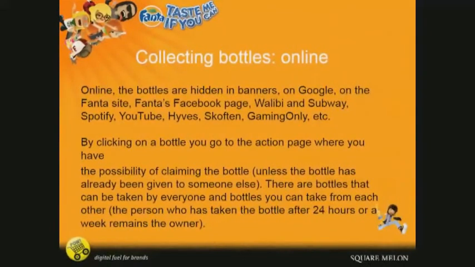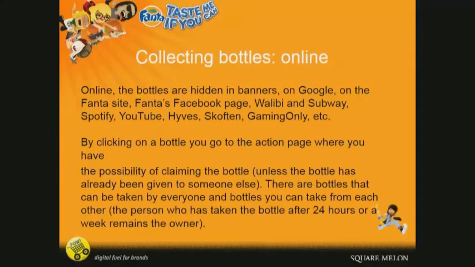Collecting the bottles online. What I really liked about this principle is we all know that click-through rates in banners are dying. They're next to nothing. And what I really liked this time is that we turned it around. We didn't put banners up and say, people, here is a message. We actually told the people through other channels, go and look for the banners and find the bottles. So we turned it around, which worked very well, and we had a very good click-through rate through that.